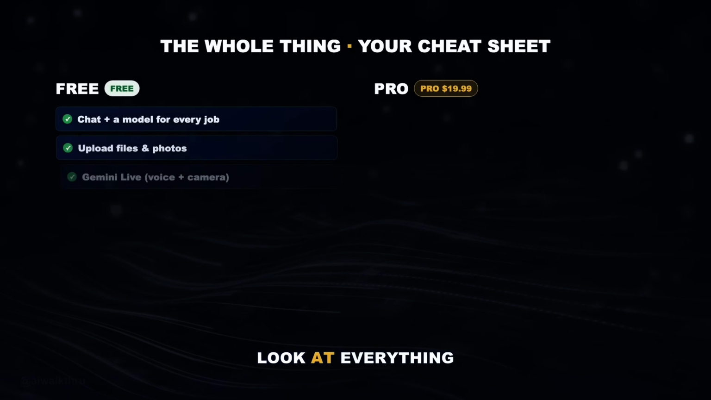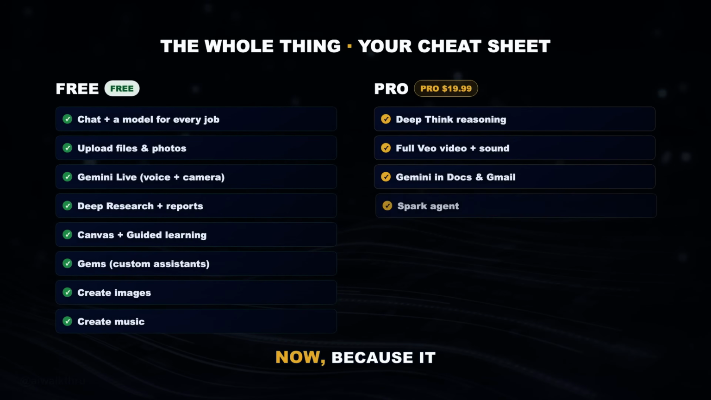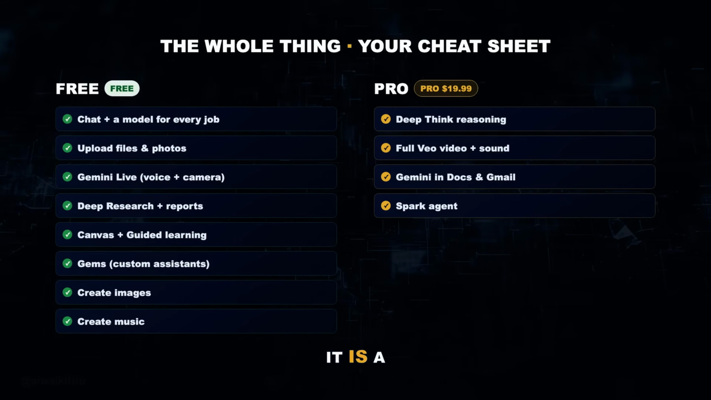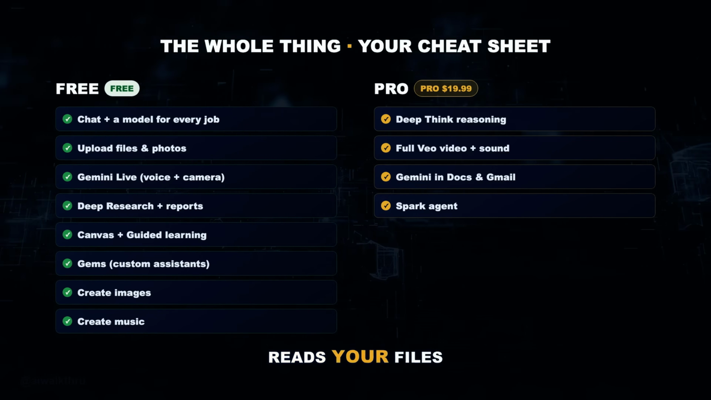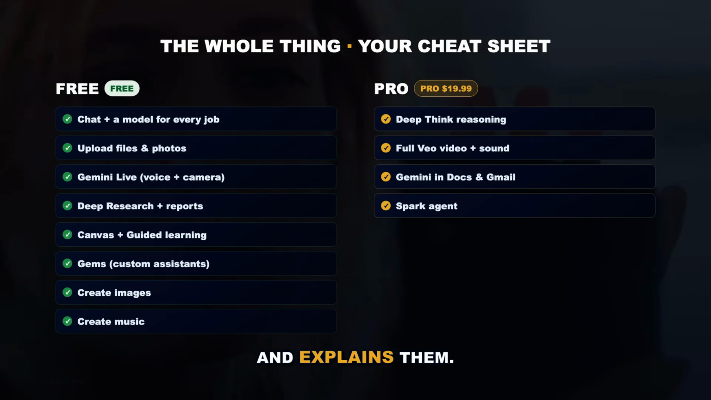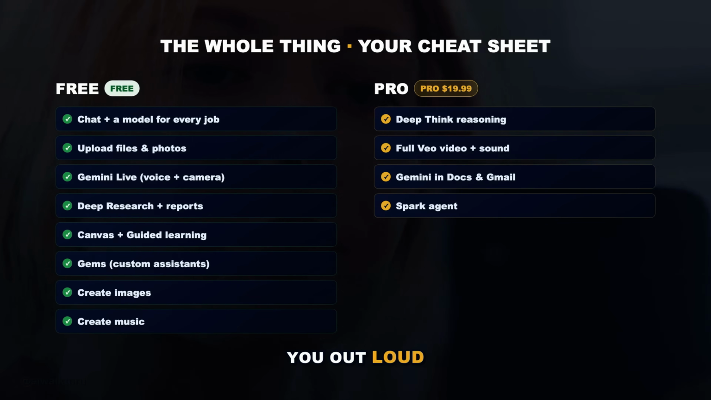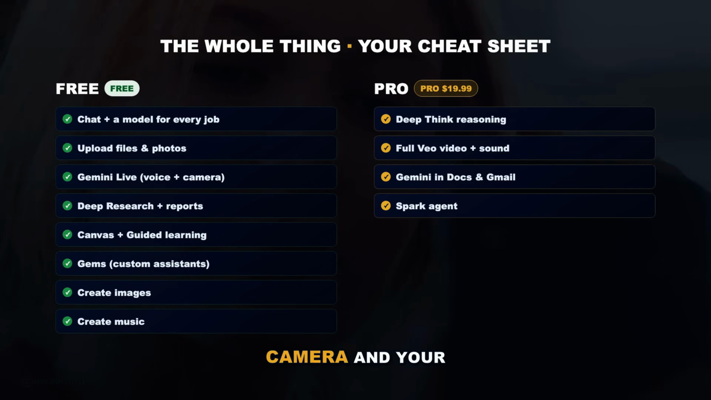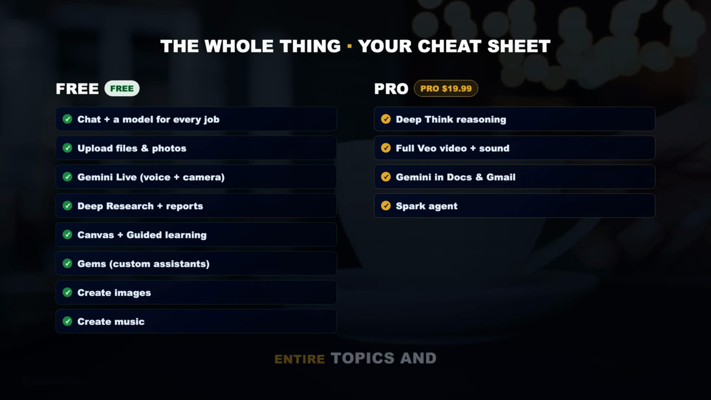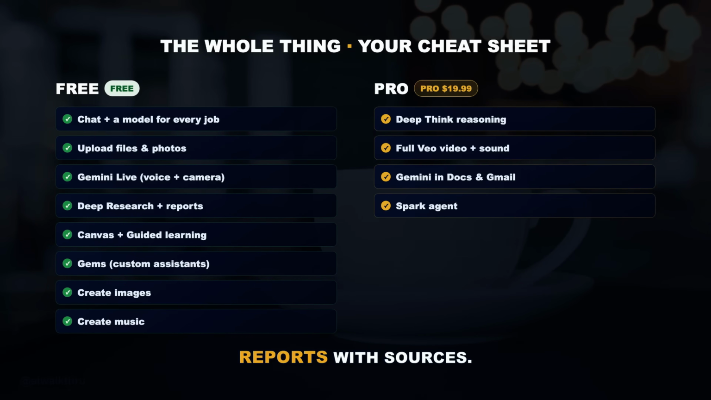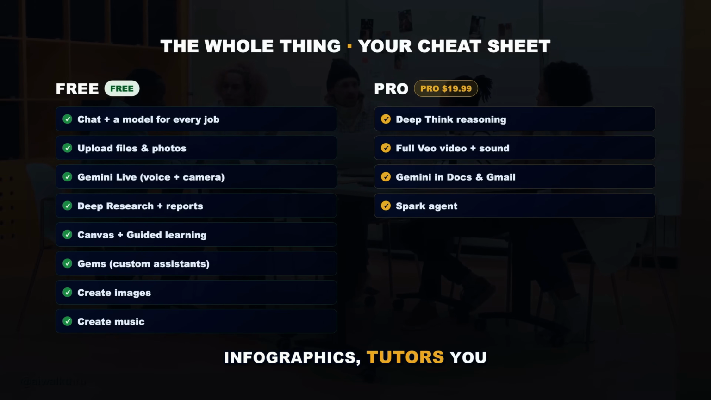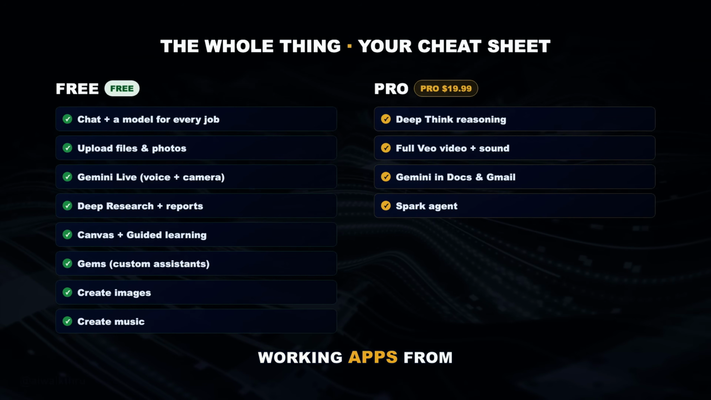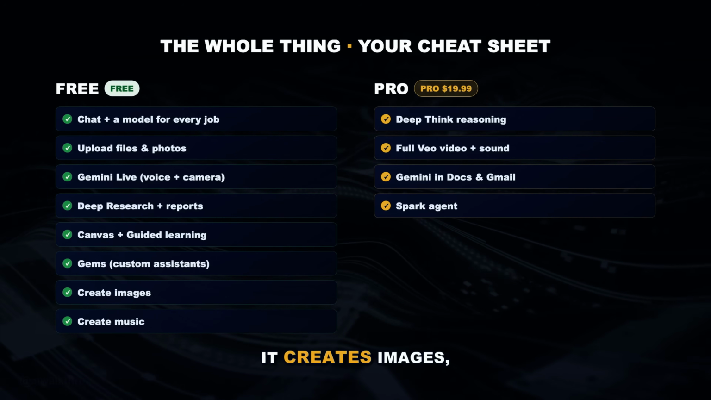So step back and look at everything Gemini actually is now, because it is a lot. It is a chat assistant with a different model for every kind of job. It reads your files and your photos and explains them. It talks to you out loud and can even see through your camera and your screen. It researches entire topics and writes you full reports with sources. It turns those into quizzes and infographics, tutors you step by step with guided learning, and builds real working apps from a single sentence. It creates images.